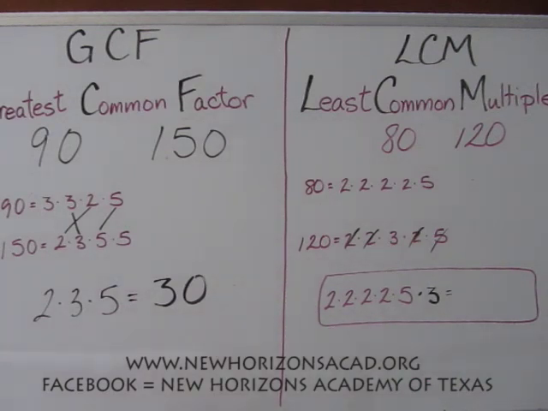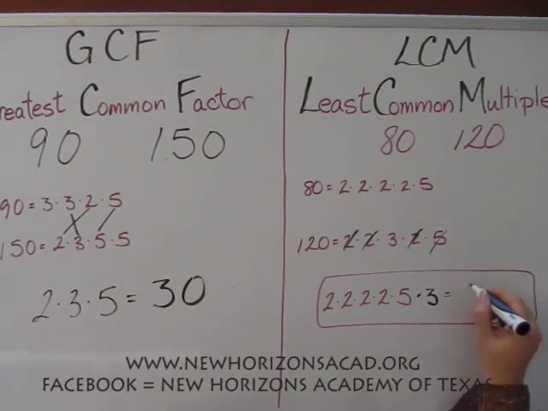Aha. So this number now has all the ingredients of 120. 2, 2, 3, 2, 5. And all the ingredients of 80 right there in orange. So it has the ingredients of both. It will be a multiple of both of them. It will be 240.